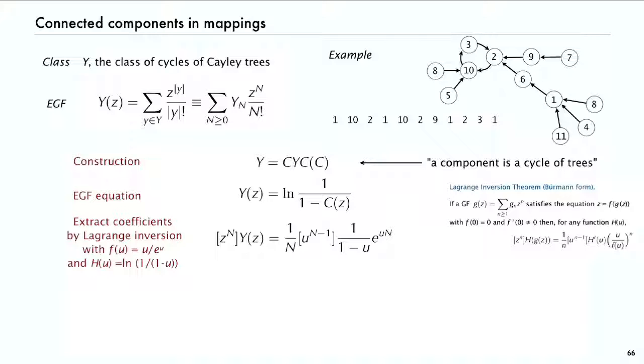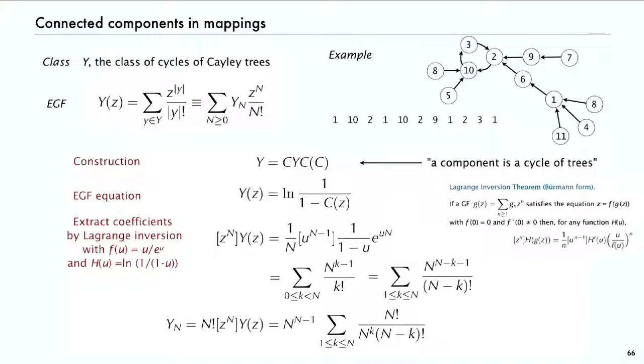You just plug into the formula. So h of u is log of 1 over 1 minus u. We're supposed to use h prime, so that's 1 over 1 minus u. And then the u over f of u to the n is e to the un, just as before. So to find the number of cycles of Cayley trees, its coefficient of z to the n in y of z is 1 over n times the coefficient of u to the n minus 1 in that function. And that one is a convolution, because we've got 1 over 1 minus u times e to the un, so it works out to that convolution. And then this is just changing n to n minus k, and the thing that we want is n factorial times the coefficient of z to the n in y of z, and that comes out to this expression here.